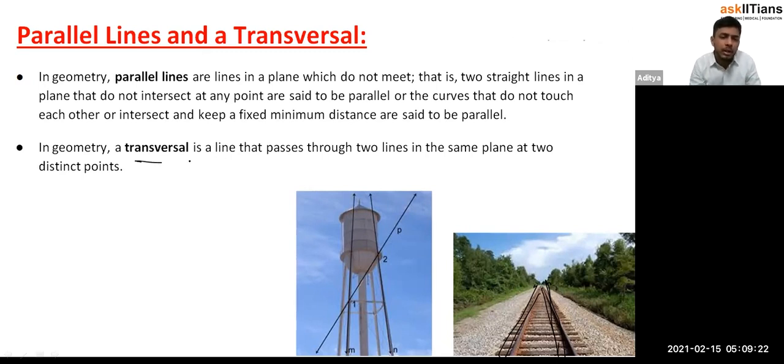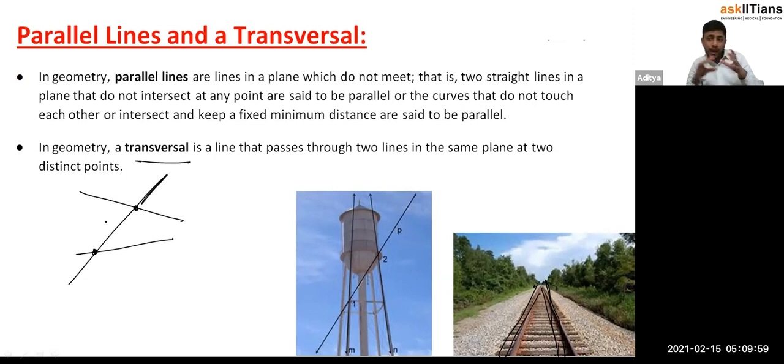Now, what do we mean by a transversal? A transversal is basically a line that passes through both the lines in the same plane, and it intersects them at two distinct points. So first of all, if we talk about, let's say, two different lines, there can be a transversal which intersects these two lines at these two distinct points. So what we are saying here is that this is acting as a transversal. Now we want to discuss the relationship between two parallel lines and a transversal. So let us have a closer look at that.